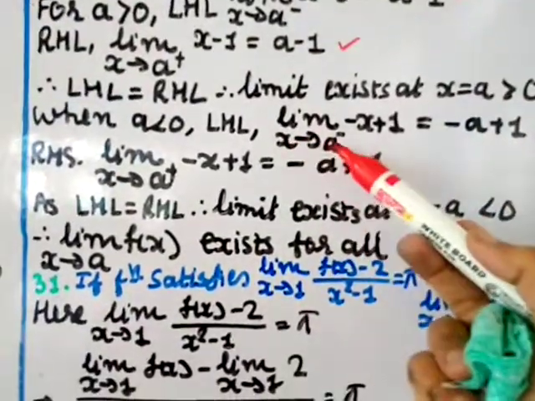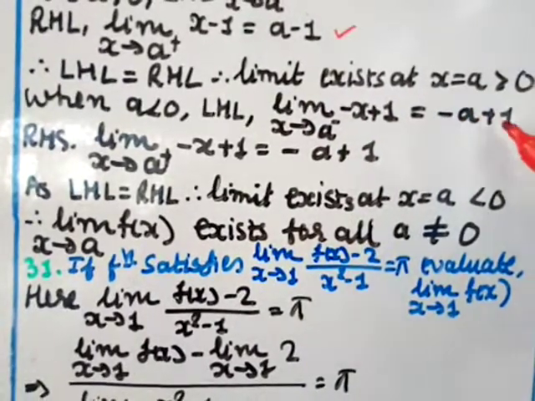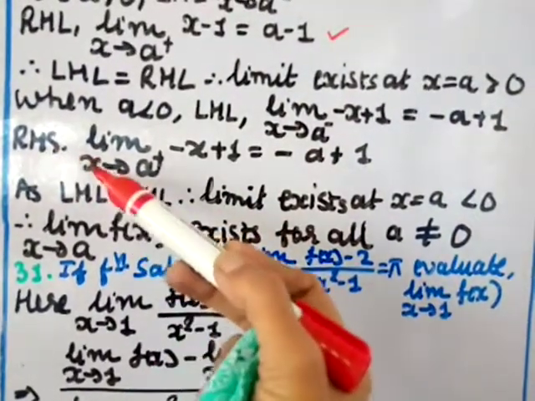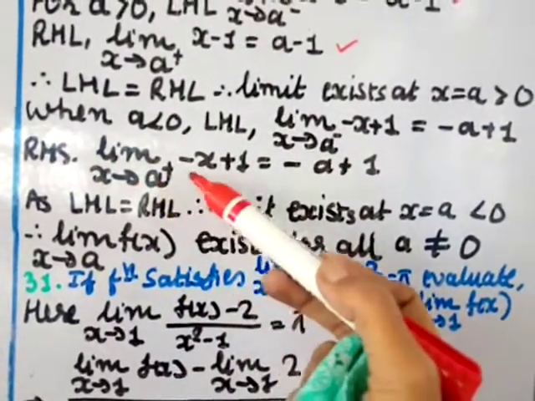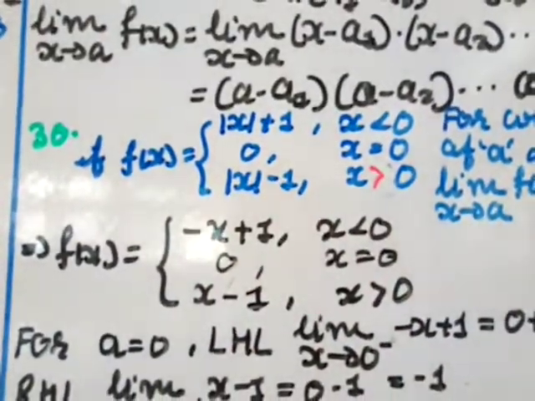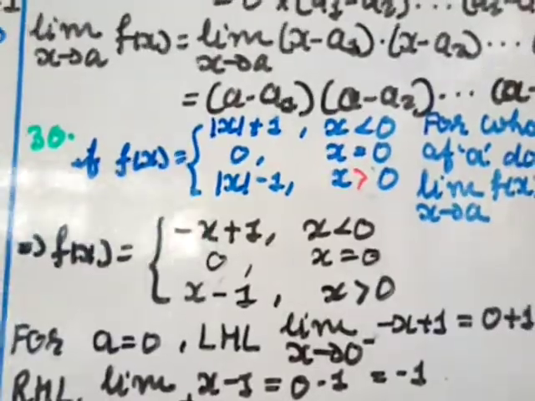Directly apply the limit as x equal to a, so here minus a plus 1. Similarly, for the right hand limit, limit x tends to a plus of minus x plus 1, for this also you will use this value, because we are checking for a less than 0. So the function will be this one.